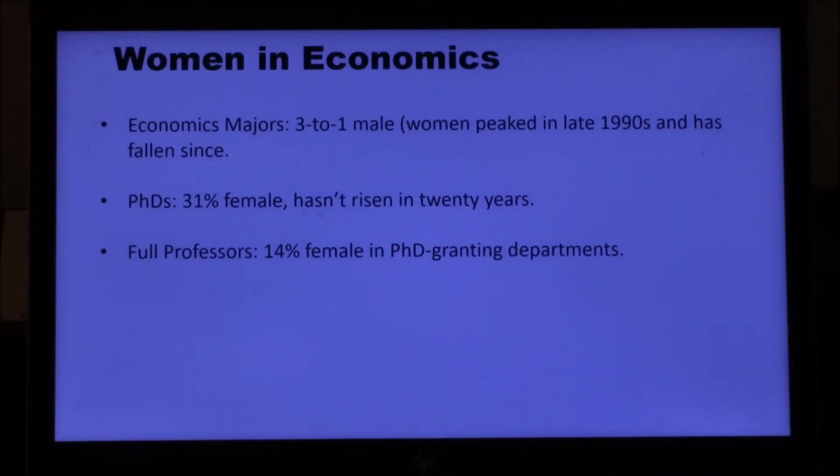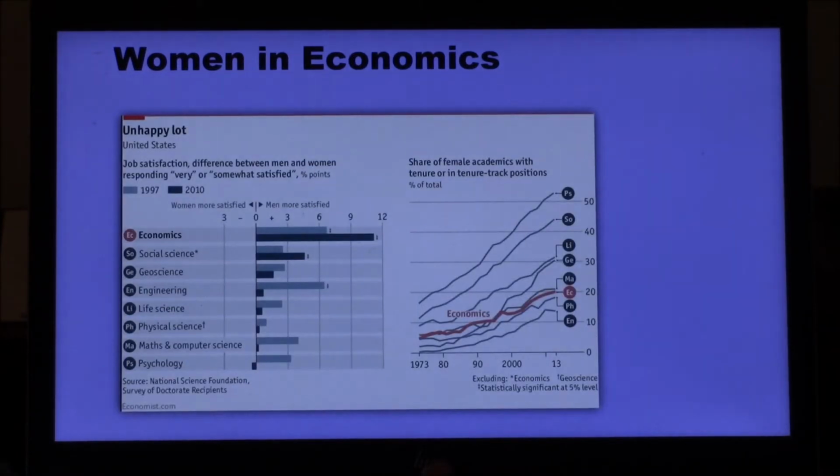And by the way, as I said to you, the econ majors tend to be 3-to-1 male, and it peaked in the 90s and has fallen since. PhDs, 31%, hasn't risen in 20 years. We are so far behind the natural sciences even. Female full professors, really low percentages.